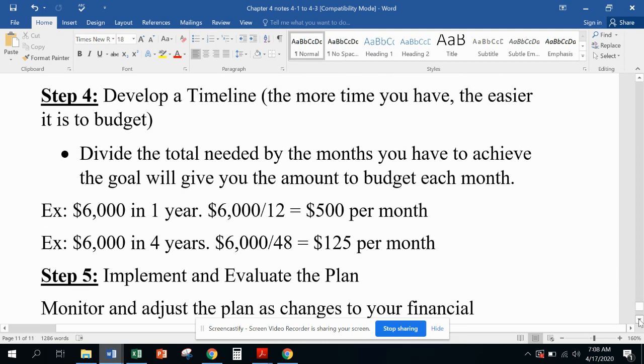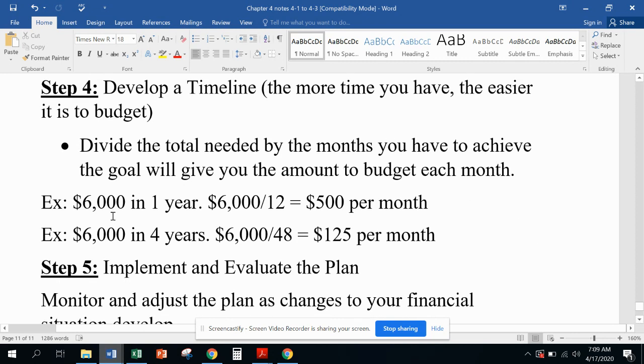Okay, so you can see in a quick example here, if I'm looking for $6,000, let's say for that down payment for a car, if I have 1 year to do it, 6,000 divided by 12 means every month I'm going to need to put away $500. Now, depending on where you are in your career, $500 might be difficult to do. As your income goes up over time and you can manage your finances a little bit better, maybe $500 isn't a big deal and it's easy to put aside.